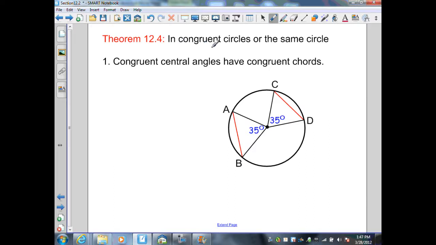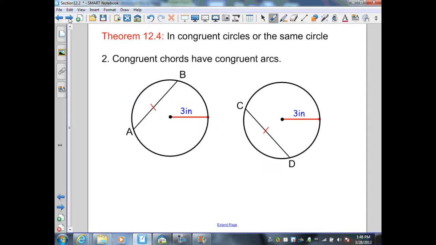This is the first of three parts to Theorem 12.4. If we're given congruent circles, or the same circle, and I have congruent central angles, then that generates congruent chords. In the diagram, I have two central angles. They are both 35 degrees, therefore they are congruent central angles. They intersect at endpoints on the circle, point A and B, which is a chord, and point C and D, which is a chord. Since these central angles are congruent, this theorem tells me that the chords must be congruent. Therefore, segment AB is congruent to segment CD.